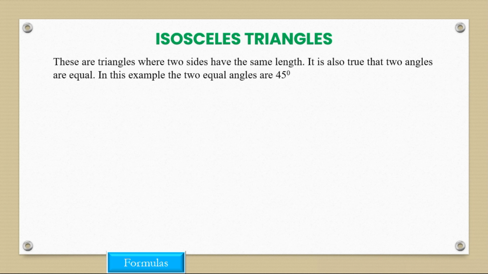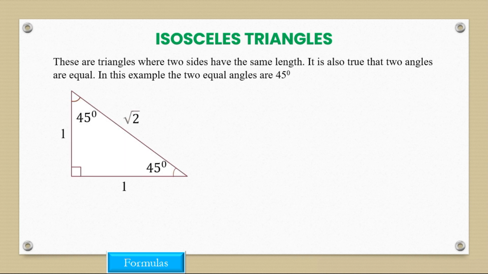So next we move on to the isosceles triangles. These are triangles where two sides have the same length. It is also true that two angles are equal. In this example, the two equal angles are 45. So we're taking an example where we assume that two of the angles are 45. This is because in most of the calculations, we'll be working with angles of 30 degrees, 60 degrees, and 45 degrees. So we're going to take an example of 45 degrees.